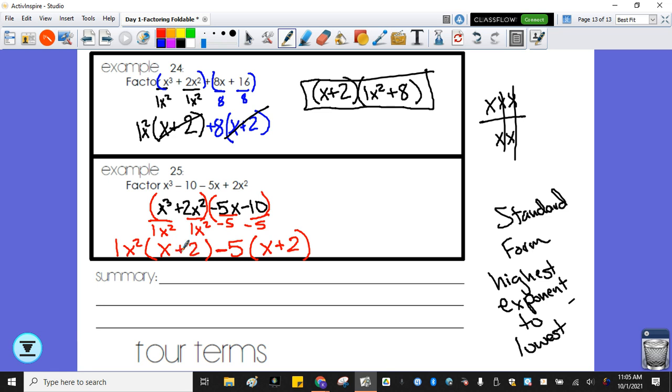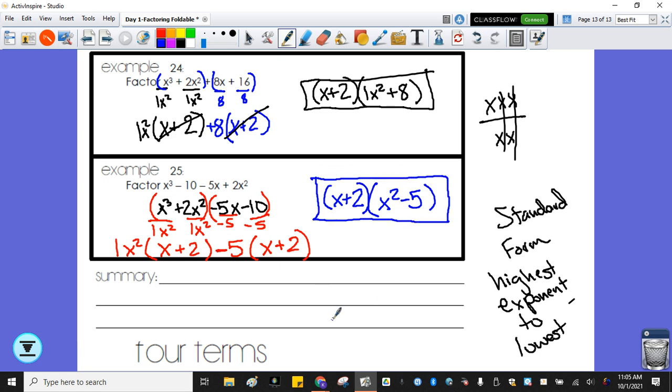So now in common, there's x plus 2. And what's left over? 1x squared minus 5. That's the answer.